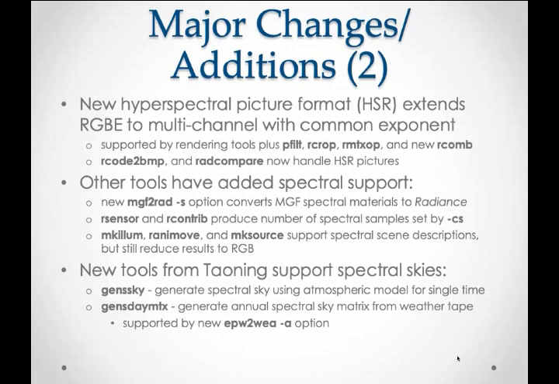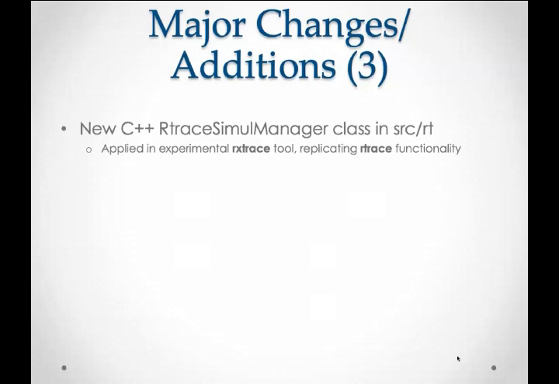And then finally, Taoning's going to discuss the new support for spectral skies that he's added with the full atmospheric model, Gen S Sky for generating spectral skies, and Gen S Day Matrix for generating spectral sky matrices for the year for annual simulations. And the new -A option, the EPWEA, supports that, outputting the aerosol values that are needed by the Gen S Day Matrix. Final page, but we're going to go into depth later.